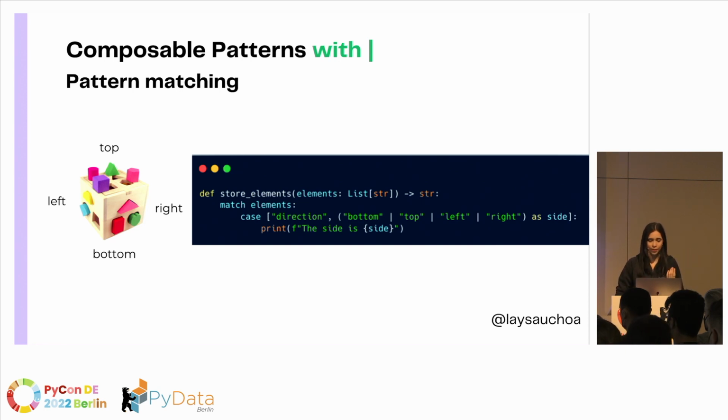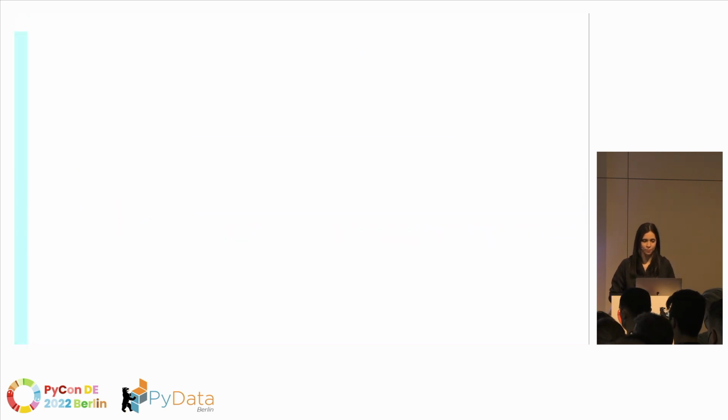But what is a composable pattern? As I said, it's a pattern inside a pattern inside a pattern. So here, we want the first element to be direction, but the second element of the list, we don't care. We want to be more flexible. We have some sort of options, but we want to be more flexible. It will be bottom or top or left or right, and we're going to be binding whatever was here to side because we don't know which it would be. And we're going to be using the execution block. So this is basically what a composable pattern is, and you can use it in your code.